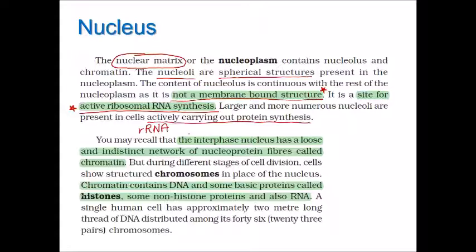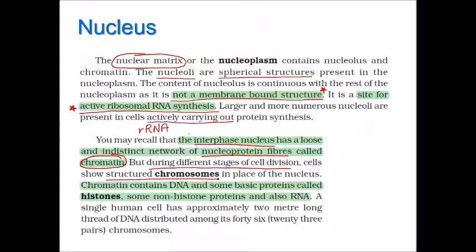So let's see what is given in your textbook. So this we already discussed earlier. What is interphase nucleus? Interphase nucleus is when the cell is not dividing. So when the cell is not dividing, it has a network of nucleoprotein fibers that is called chromatin. Now what happens if the cell is dividing? So during different stages of cell division, this chromatin will undergo condensation to form X-shaped structures called chromosomes. So chromatin will become chromosomes during cell division. This is called DNA packaging.